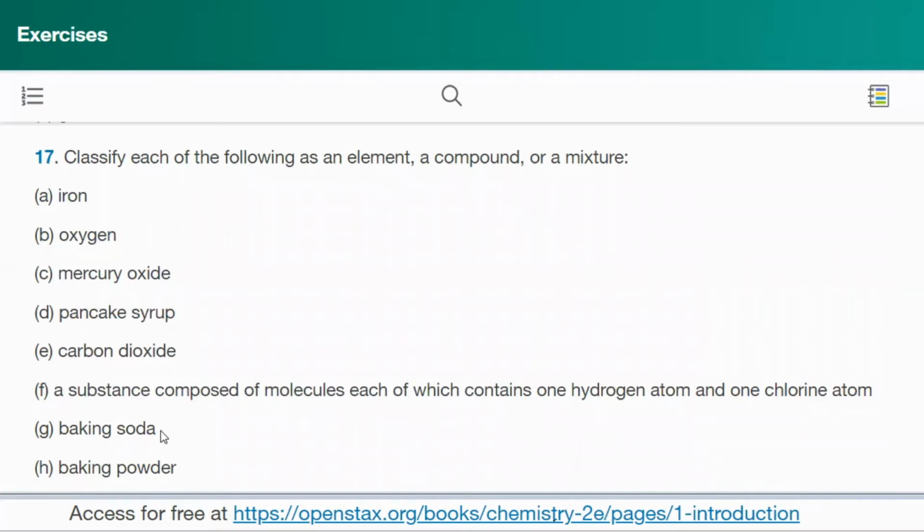Oh, the formula for baking soda is sodium bicarbonate. I should have known that. Baking powder, I'm just going to do a very quick Google here. Baking powder contains baking soda. It is a mixture of baking soda, cream of tartar, and sometimes cornstarch. Okay, so it is a mixture. There you have it.